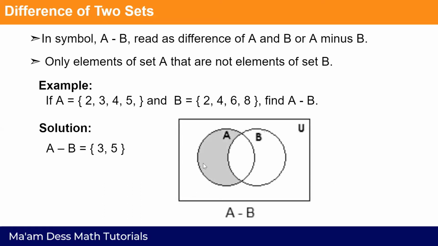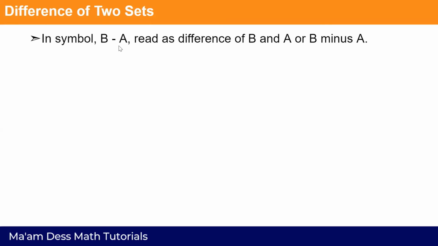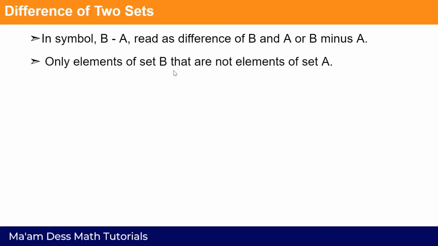Next. Okay, so this one is the Venn diagram. Okay, since A minus B meaning not in B, so therefore the shaded part is this part. So wala pong shade yung lahat ng circle B. The other one, in symbol B minus A, read as difference of B and A or B minus A. Only elements of set B that are not elements of set A. So not in A, but elements are in B. So again, not in A.